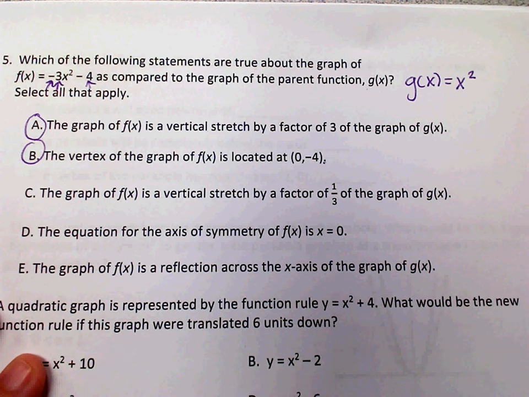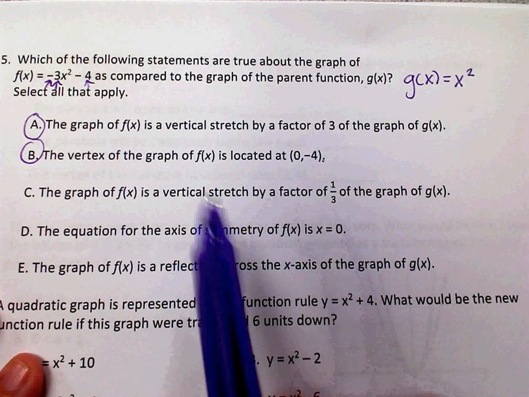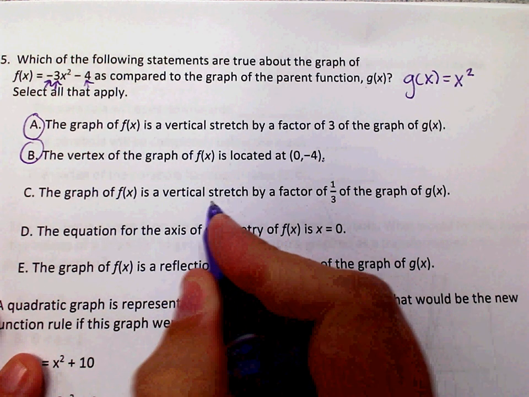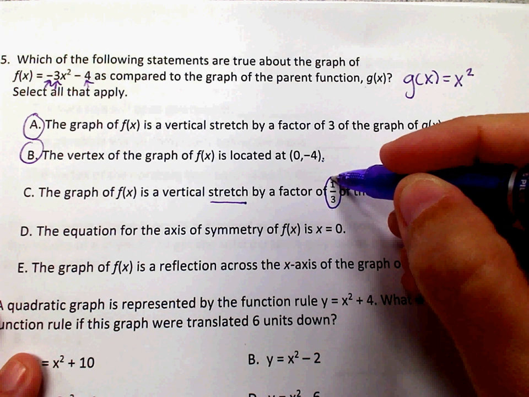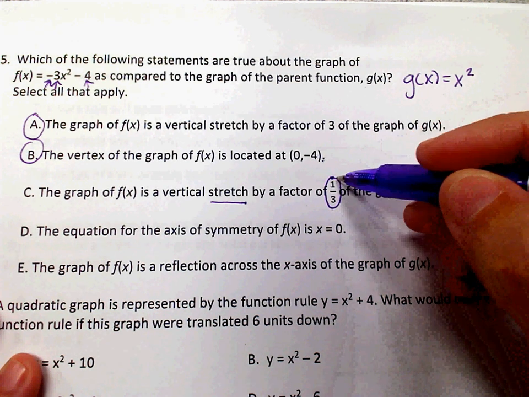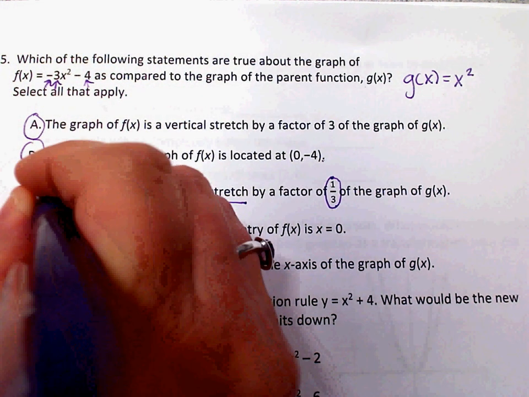All right, the next one says that it was stretched by a factor of 1/3. Well, stretch means that it gets narrow, but if we had a 1/3 in front of the x squared, that would actually make it wider. So that contradicts each other. So that's not true.